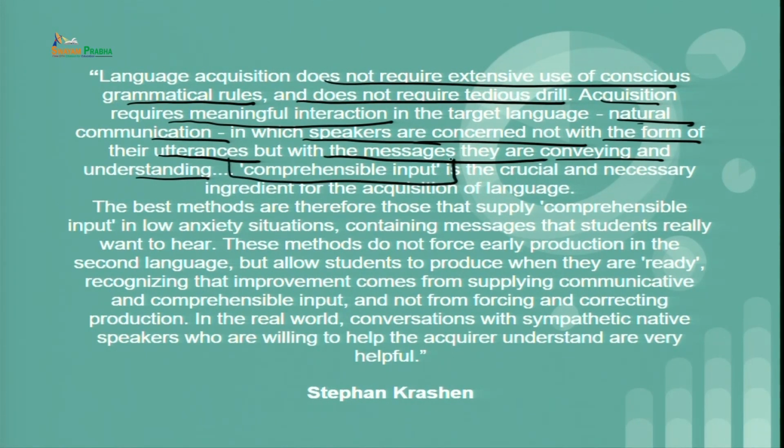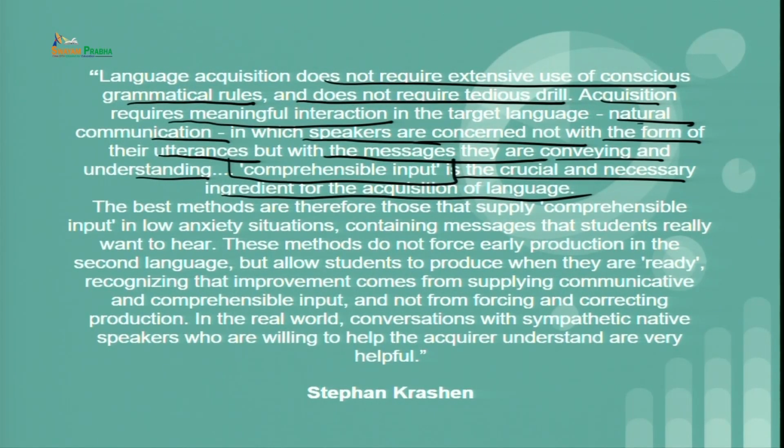And he referred to something called comprehensible input, which is the crucial and necessary ingredient for the acquisition of language. Many of us learn the language not by being taught grammatical structures. We were born, we grew up, and then eventually we learned a language. We were not taught how to say a particular sentence. It was all subconscious effort that resulted in our language development. Krashen tells us that comprehensible input is crucial and necessary for acquisition. So the best methods are those that supply comprehensible input.